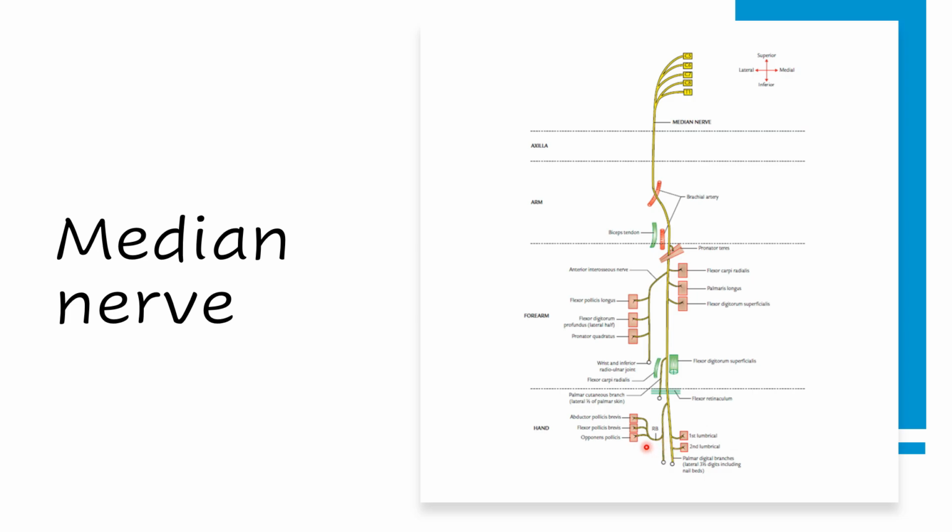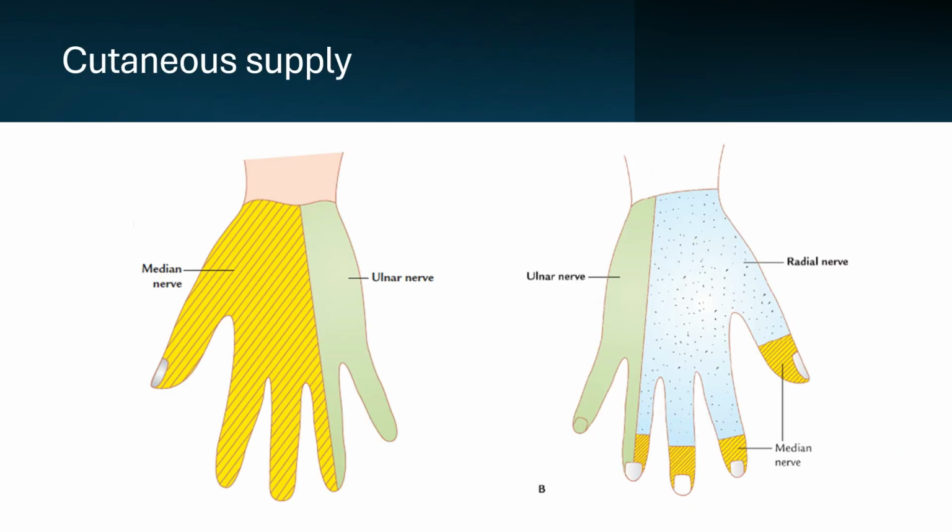Lateral branch gives a recurrent branch which supplies the thenar muscles, and they also give branches to the lateral and medial divisions. They give branches to the lumbricals too, and they supply the lateral 3.5 digits, as well as on the dorsal aspect they supply the nail beds and the distal half of the 3.5 digits. The median nerve on the palmar aspect of the hand supplies the lateral 3/4 of the palm as well as the lateral 3.5 digits. And on the dorsal aspect of the hand, it supplies the nail beds as well as the distal half of the lateral 3.5 digits.